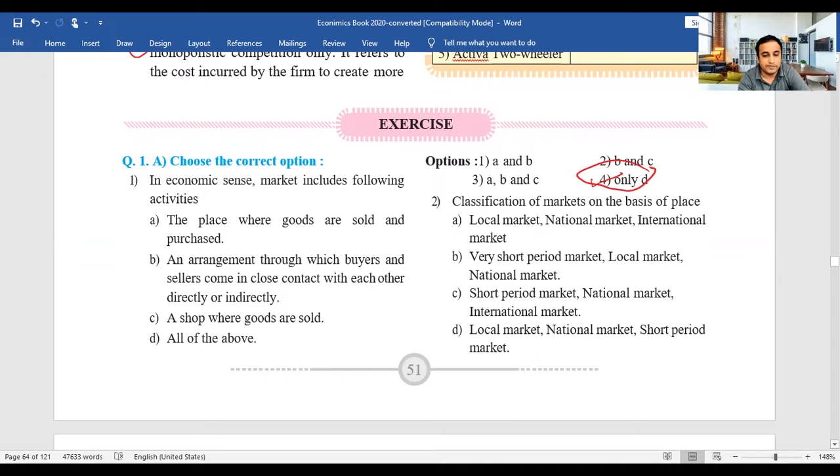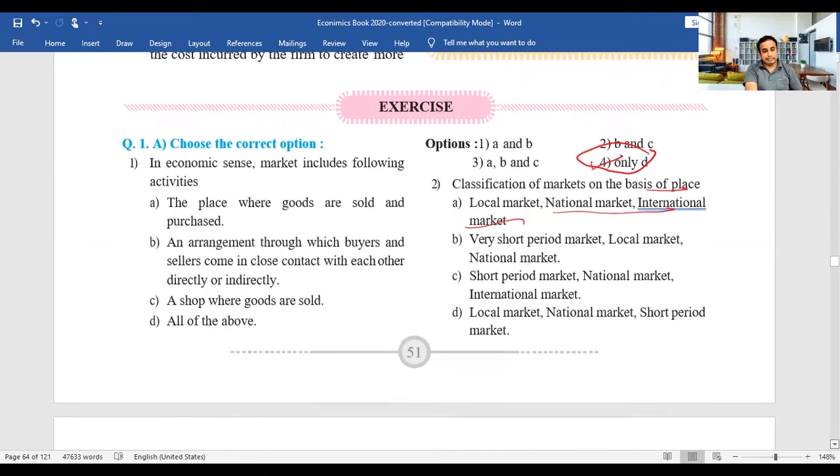Classification of market on the basis of place: local, national, international, very short period, short period. Options: local, national, international; short period market; national market, international market, local market; national market, short period market.